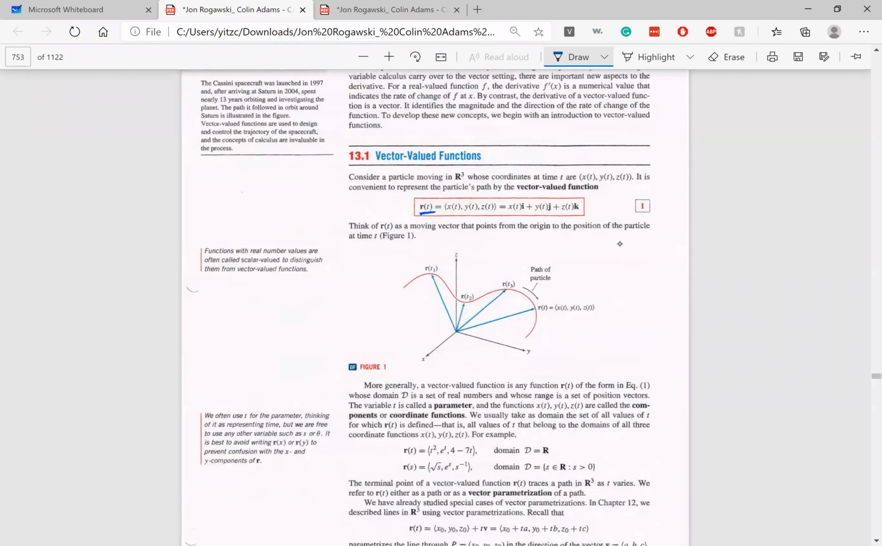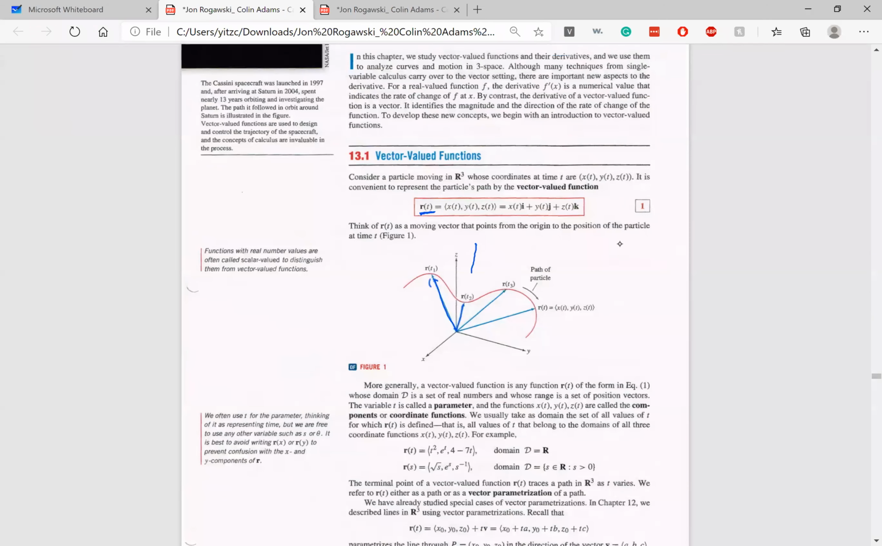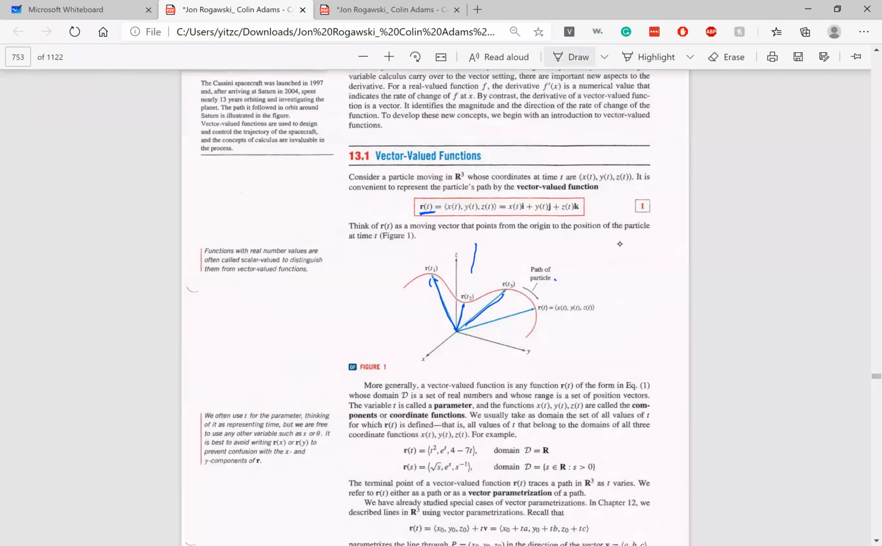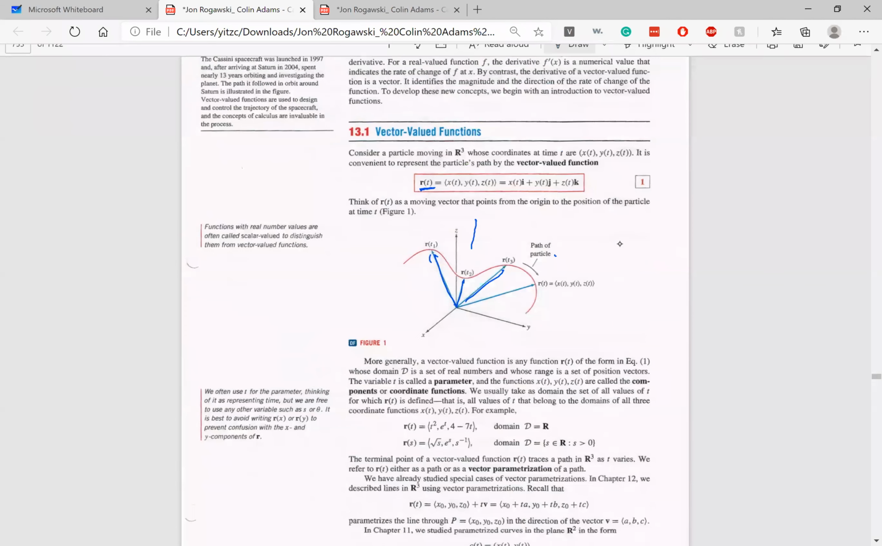Okay, so yeah, you have r of t is equal to x of t, y of t, z of t, which is x in the i-th component, y in the j-th component, and z in the k-th component. And we have these vectors that move along the curve. So you have t1, t2, t3, and you're moving along. You can think about it as a path that a particle will take.